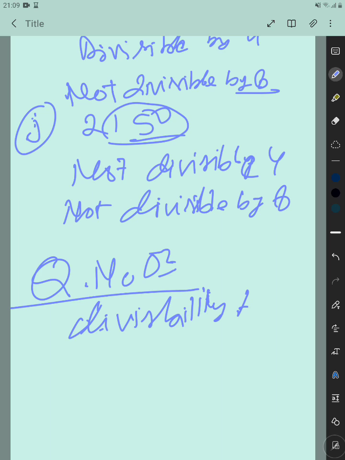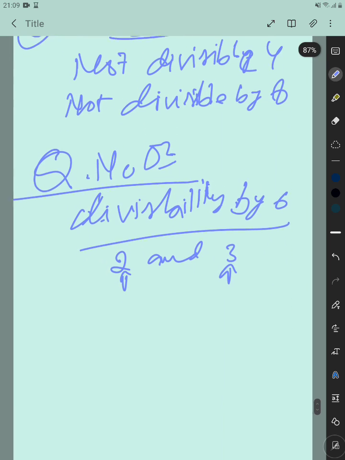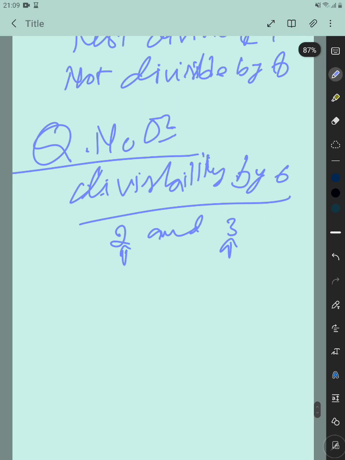Divisibility by 6. How will we find the divisibility by 6? We need to find divisibility by 2 and 3. If both pass, meaning divisibility by 2 and 3 are both okay, then only divisibility by 6 will be okay. Now we have come to question number 3, part A.